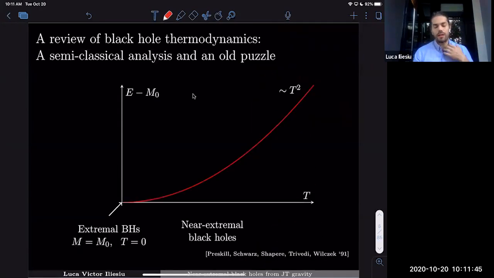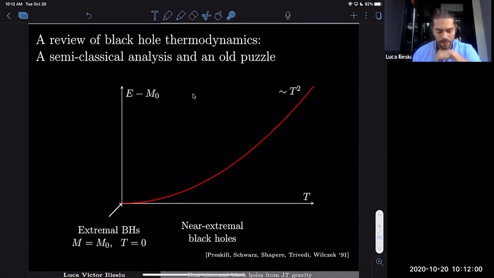The energy of such black holes, if you look at a free energy that scales like 1 over beta, would scale like T squared. So this is how the near-extremal black hole energy scales with the temperature. So the puzzle that this brings up is the following.